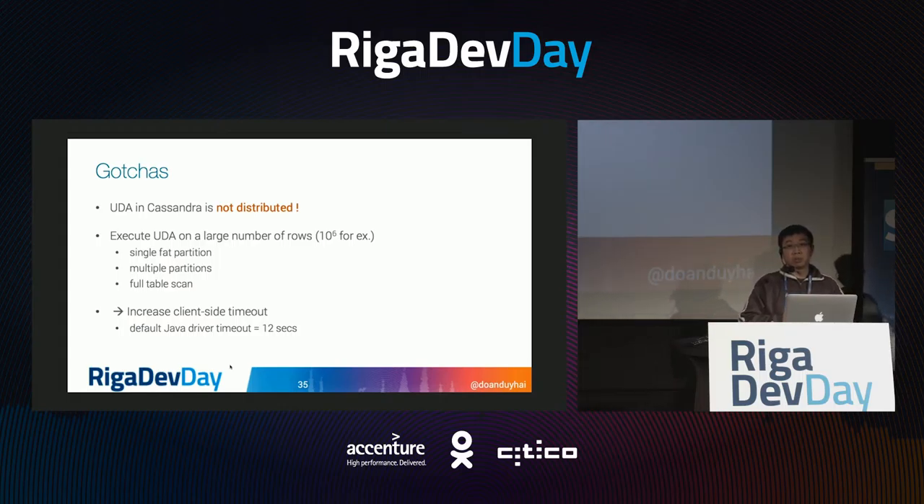Careful, there are some traps. Aggregates in Cassandra, those functions, they are not distributed. The aggregate function is executed on the coordinator. What is the reason? Because of the consistency model. You need to fetch data first from different replicas, apply the last-write-wins rule, and then apply the function. If you push the computation on each replica, and if they are not synchronized, you will run into trouble.